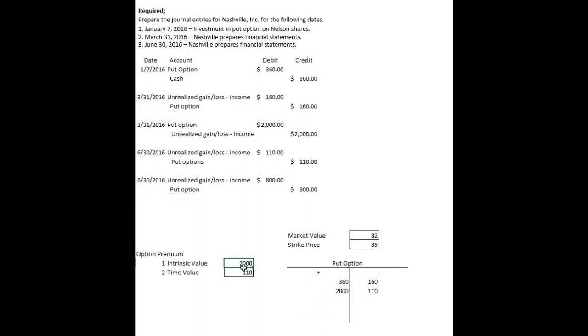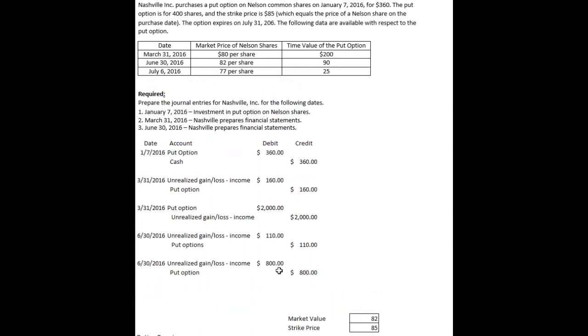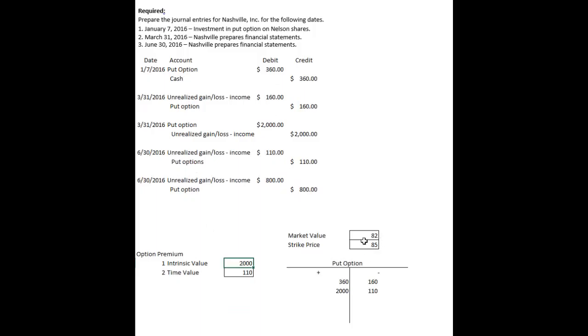And so we could say the intrinsic value now is the difference between the strike price and the market price, $3 times 400 shares. I didn't put this other $800 in here, I should, so the put option decreased by $800. And so what you'd be able to do at this point in time when we create the balance sheets is say, okay, the value on the balance sheet should be $1,310, and you could add and subtract all of the value of the put option, and it should match exactly the option premium amount.